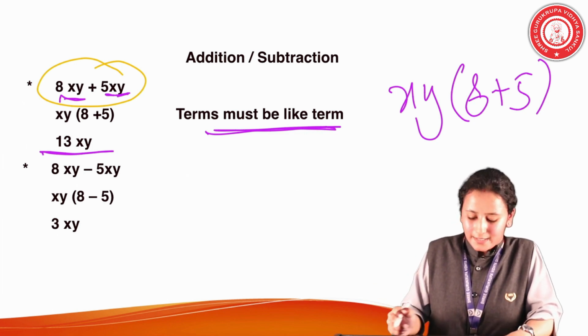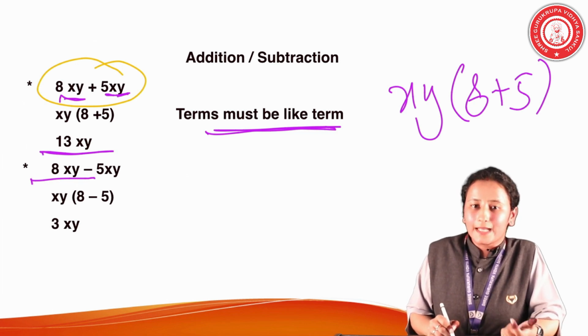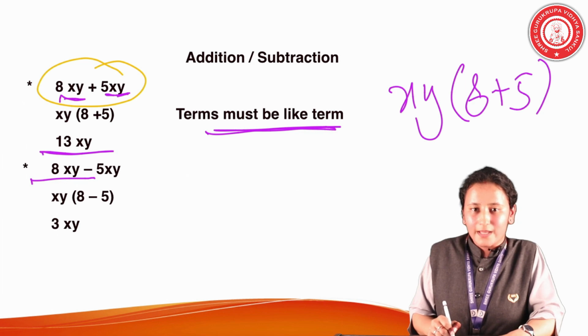Now, subtract: 8xy minus 5xy. Then you can again take common xy. Then 8 minus 5, 3xy.